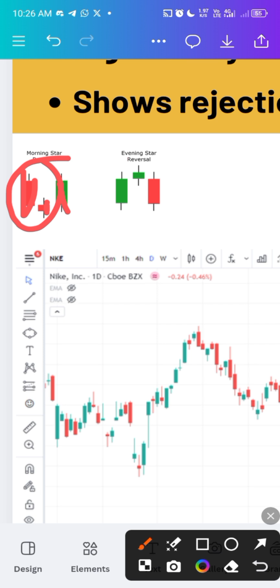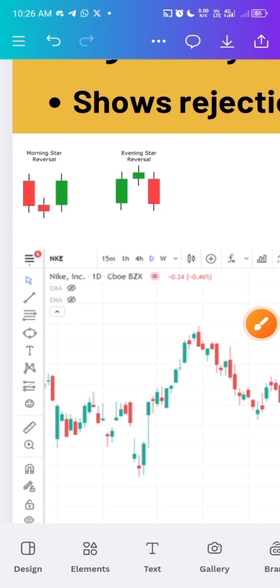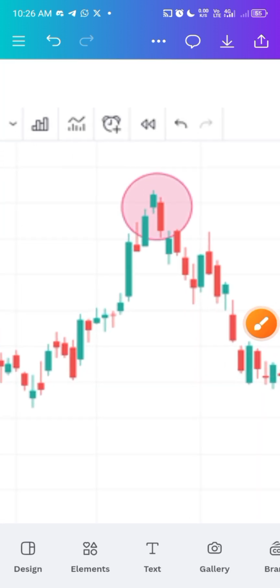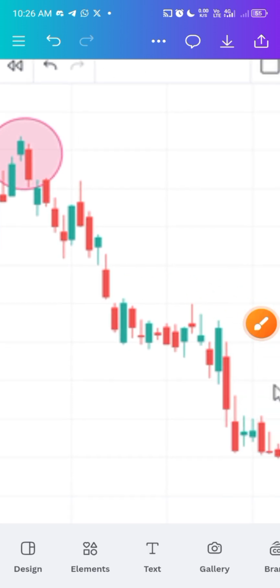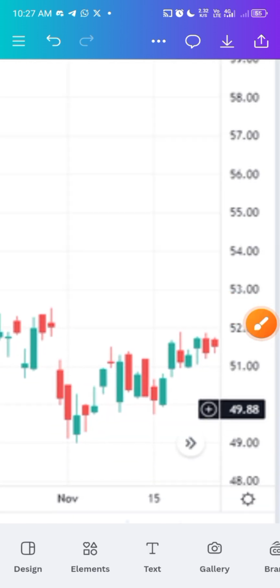You understand? So the evening star shows a long bullish, a small bullish, and a long bearish candle, signifying a sell in the market. So let's look at them in reality. You can see here a long bullish, a small bullish, and a long bearish, signifying a sell. Here is your entry level, and you can see the downtrend continues, right? So let's look at the evening star.